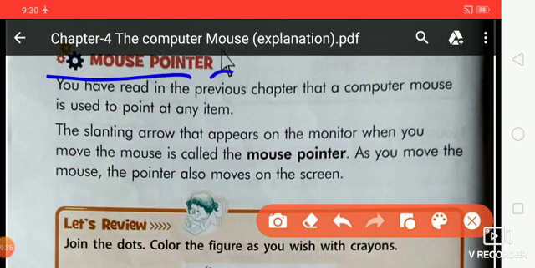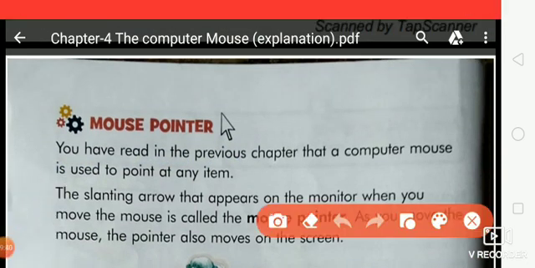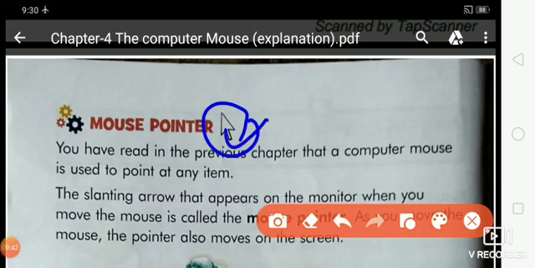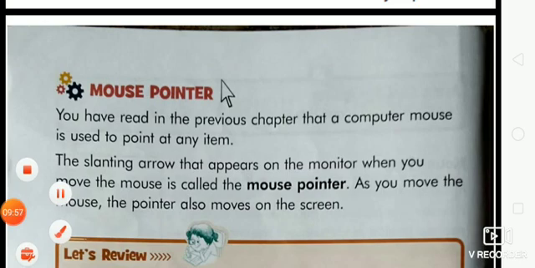The heading is mouse pointer, okay. Now students, here you can see this little pointer, this is called the mouse pointer, okay. Is that clear? So now students, let's read its functions and how it works.